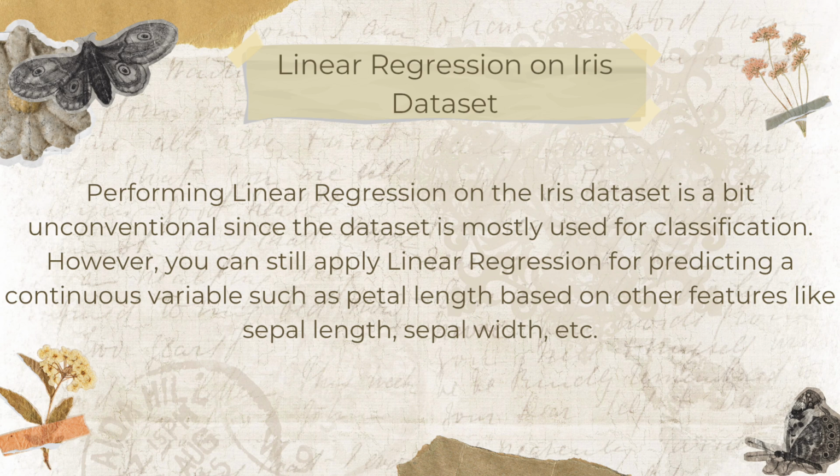Linear regression on the iris dataset. Performing linear regression on the iris dataset is a bit unconventional since the dataset is mostly used for classification. However, you can still apply linear regression for predicting a continuous variable such as petal length based on other features like sepal length, sepal width, etc.